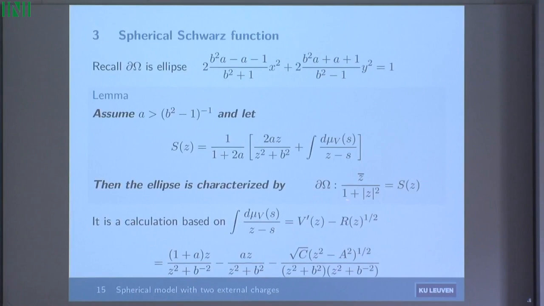Here I have this modification because of a problem coming from the sphere. But if you think about it, these two notions are quite related, because you can write mod z squared as z times z bar, and then solve this equation for z bar, and you get an expression of the usual Schwarz function in terms of this one. Actually, that's what we do. It's just an explicit calculation.